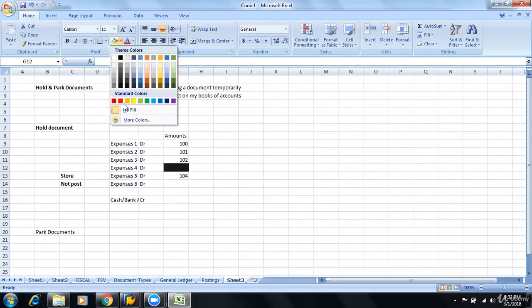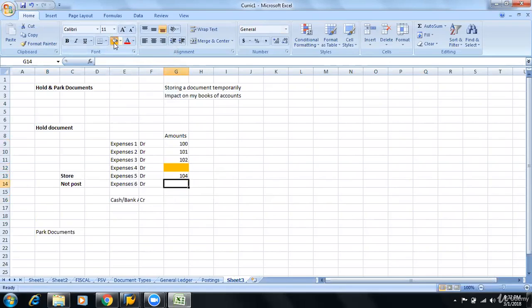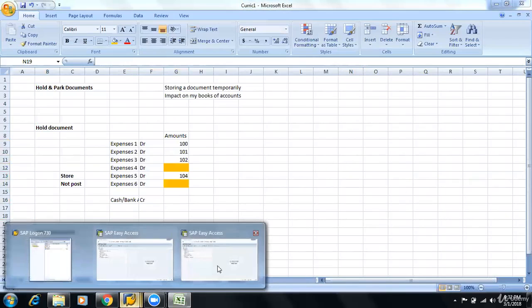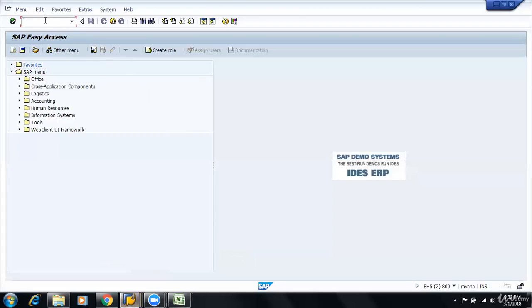Right? So he can hold the document by entering this so that it does not affect my books of accounts, and the user need not enter the whole thing again. So he can at least temporarily store his work, or a partial work, or work in progress. Okay, now let's get into the SAP system and I'll demonstrate how the document is posted.